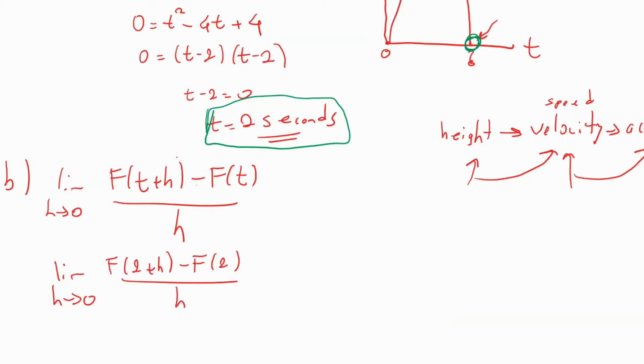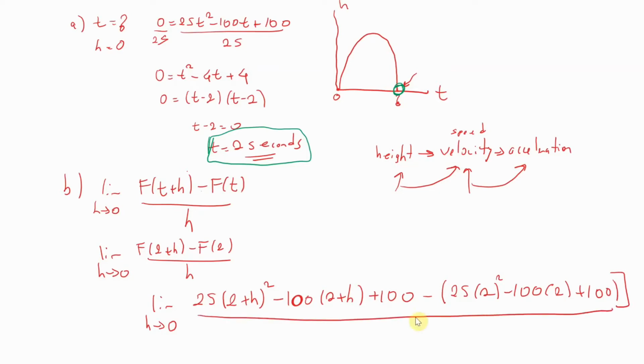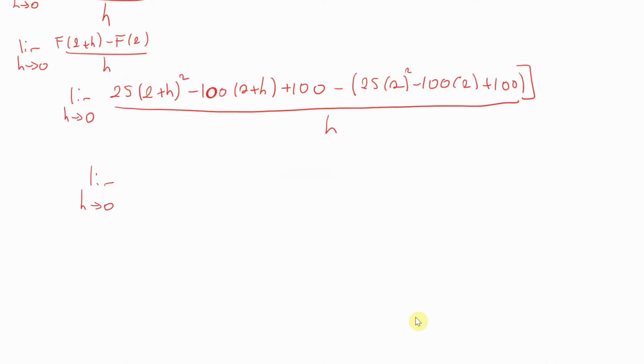I'm going to go ahead and plug in 2 plus h into my original equation. My original equation includes 25t squared, so my t is going to be 2 plus h, squared, and then minus 100 times 2 plus h, and then plus 100. Now I'm going to plug in 2 for the second part: minus, I can put brackets to make it easier, 25 times 2 squared minus 100 times 2, and then plus 100, all over h. From here, I'm going to expand 2 plus h squared. I have 25 times 4 plus 4h plus h squared. And then minus 100 times 2 and then times h, so that's going to give me minus 200 and then minus 100h, and then plus 100 over here.